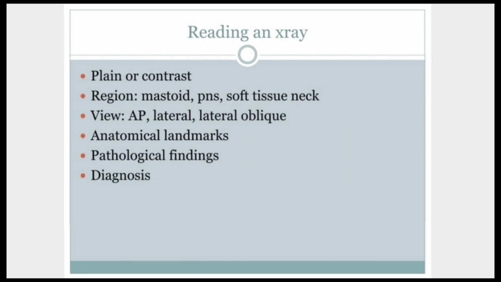First, we should tell plain or contrast. In contrast, dye is used. Next, we should tell the region. Region like mastoid process, paranasal sinus, soft tissue neck. Next, we should tell the view, that is AP view, PA view, lateral view, or lateral oblique view. Next is anatomical landmarks, if any major anatomical landmarks seen. Pathological findings if present. Next is the diagnosis.